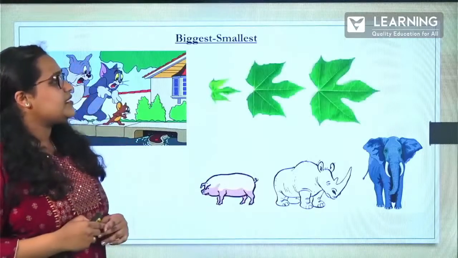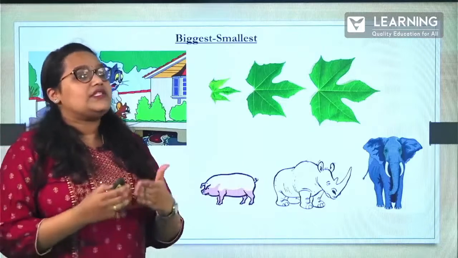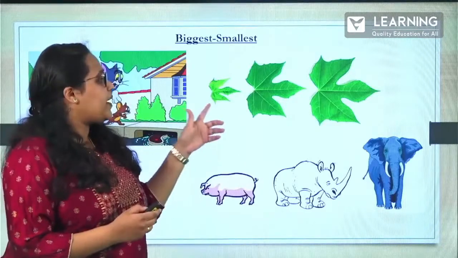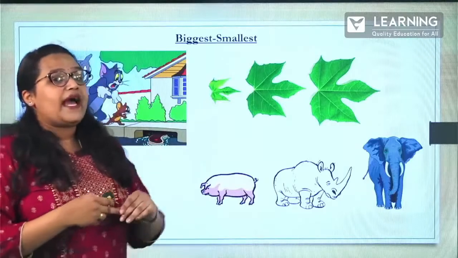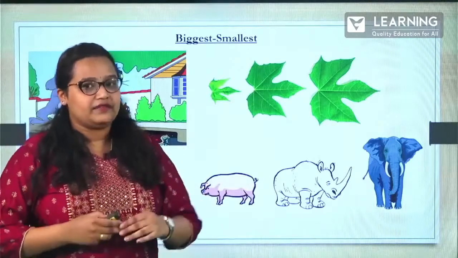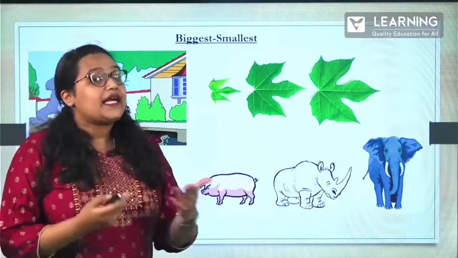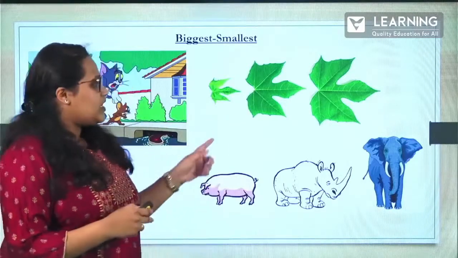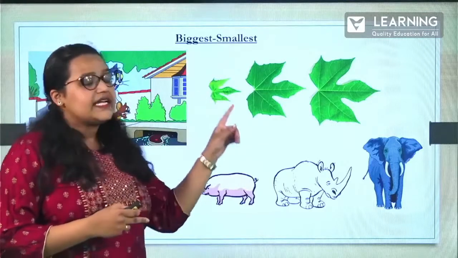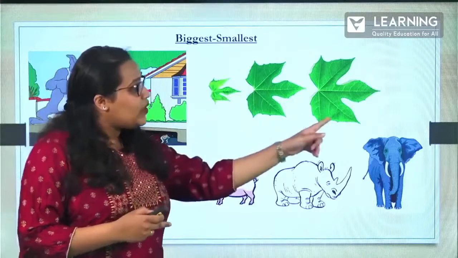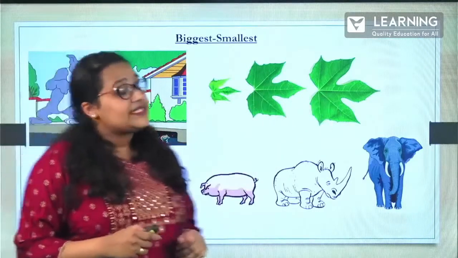The next example is, we can compare objects, things which are around us. We can compare in the leaves as well. In the same tree, we'll have different shapes of leaves, meaning the sizes will be different, and you can pluck them and compare. Here, 3 leaves are there, but the sizes are different. So the biggest leaf is this leaf, correct? We'll see one more.